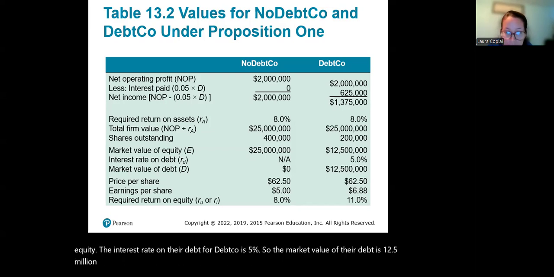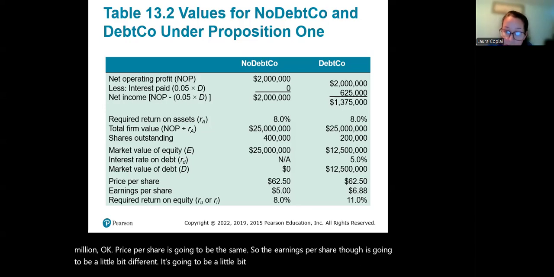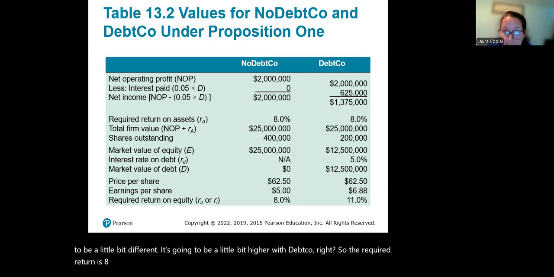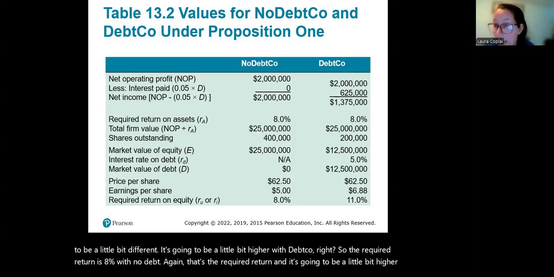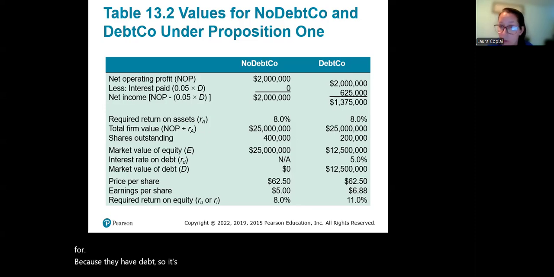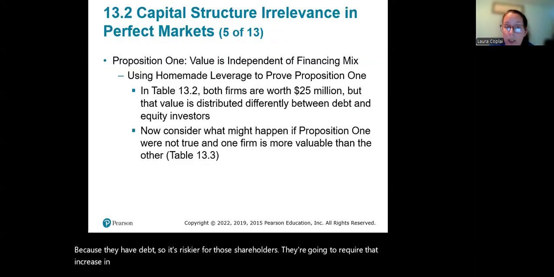Price per share is going to be the same. So the earnings per share, though, is going to be a little bit different. It's going to be a little bit higher with Debt Co., right? So the required return is 8% with no debt. Again, that's the required return. And it's going to be a little bit higher for Debt Co. because they have debt. So it's riskier for those shareholders. They're going to require that increase in return. So we can use homemade leverage to prove proposition one.